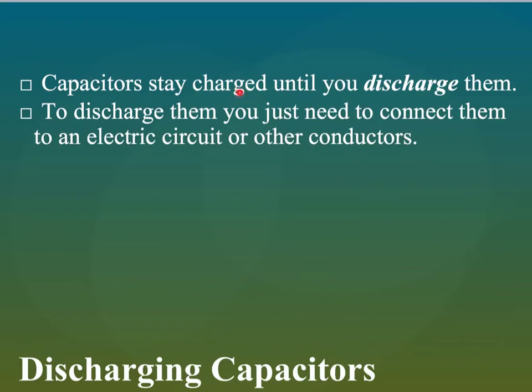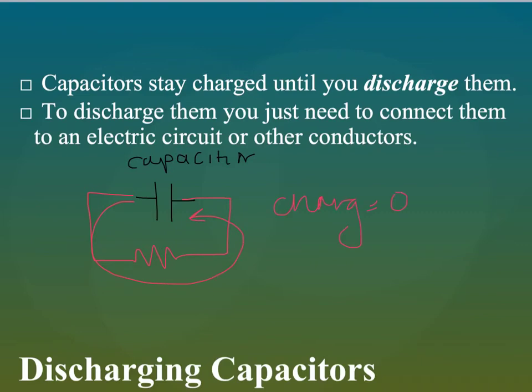So capacitors will stay charged until you discharge them. To discharge them, you just need to connect them to an electric circuit or other conductors. So if this is our capacitor, and you'll start to see this symbol a lot, this is our symbol for a capacitor as we start learning about electric circuits shortly. All you have to do is connect it to some other circuit, and once you do that, all the charges that had stored up will flow back around until the charge is 0 again on each plate. So that's what happens when you discharge it. That's how it works.